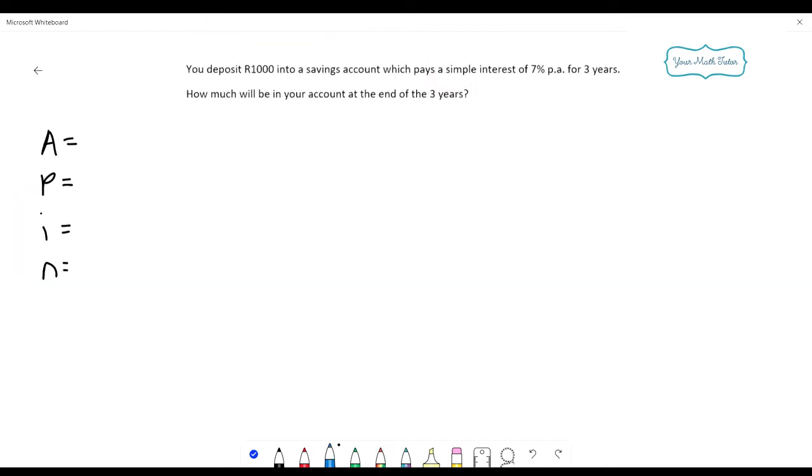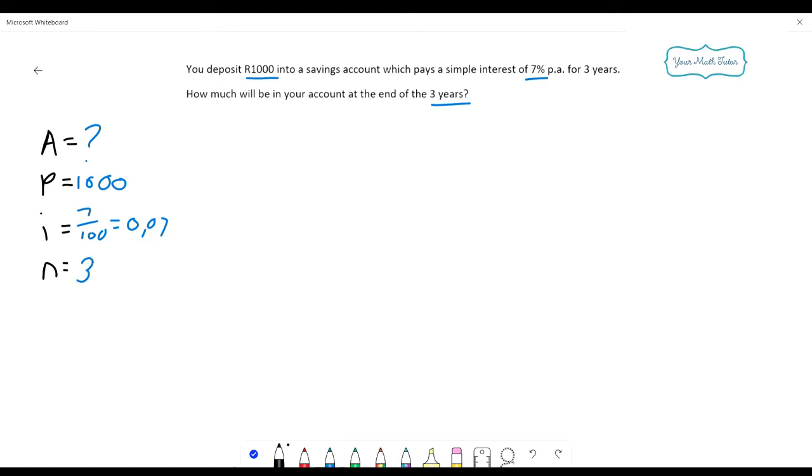You deposit 1,000 Rand into a savings account which pays a simple interest of 7% per annum for 3 years. How much will be in your account at the end of the 3 years? So the first thing that you have to do is to identify the elements of the formula in your question. So we can begin that. The question is asking for the accumulated amount at the end of the 3 years, which we don't have, and the initial amount, which is P, is 1,000. And then the interest is 7% per annum, so it's going to be 7 divided by 100, which is equal to 0.07. And then n will be the number of years, which is 3.